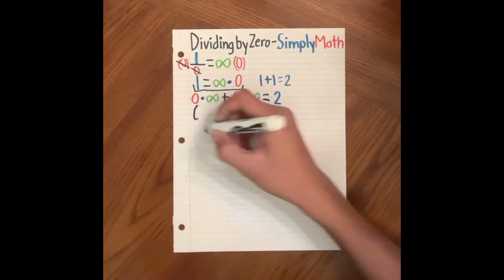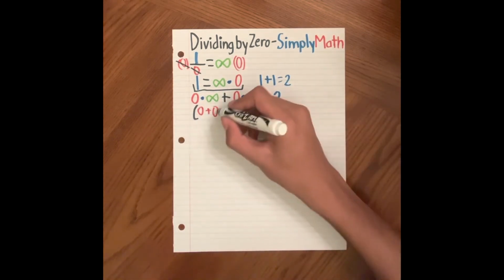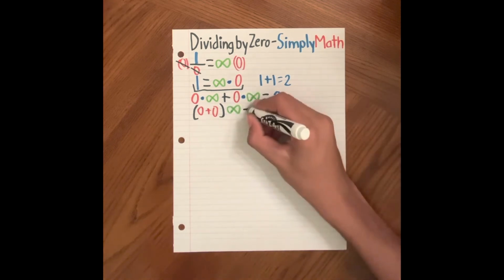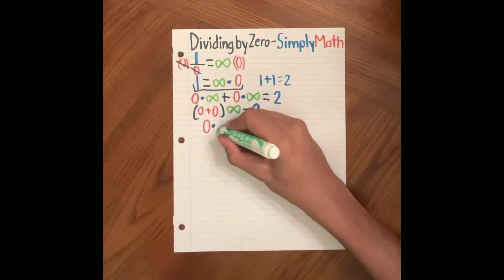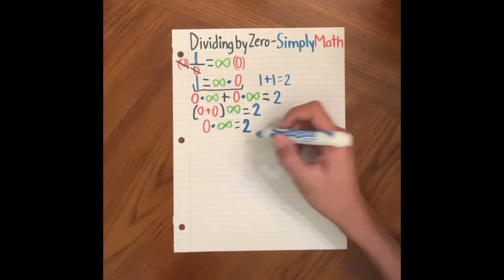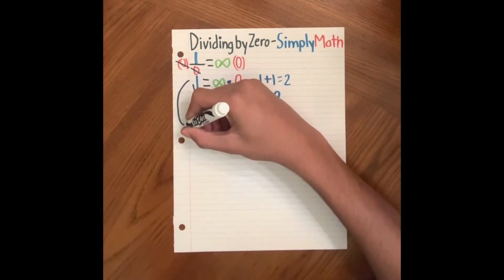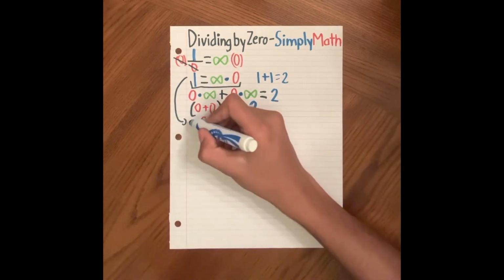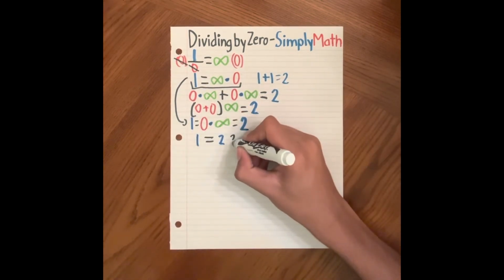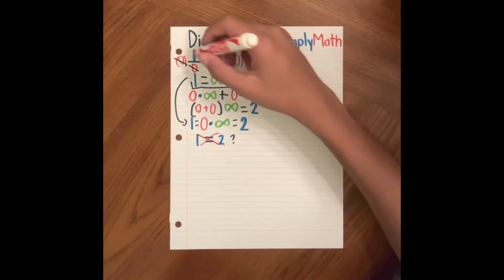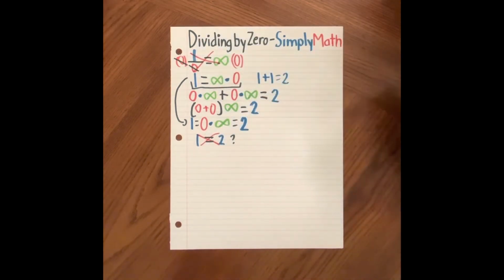But now we can rewrite this as 0 plus 0 times infinity is equal to 2. And 0 plus 0 is 0, and so we can rewrite this as 0 times infinity is equal to 2. But we already know that 0 times infinity is equal to 1. And so if we simplify this down, are we saying that 1 and 2 are equal? No way. And so 1 over 0 is not equal to infinity. And that gets the check of approval.